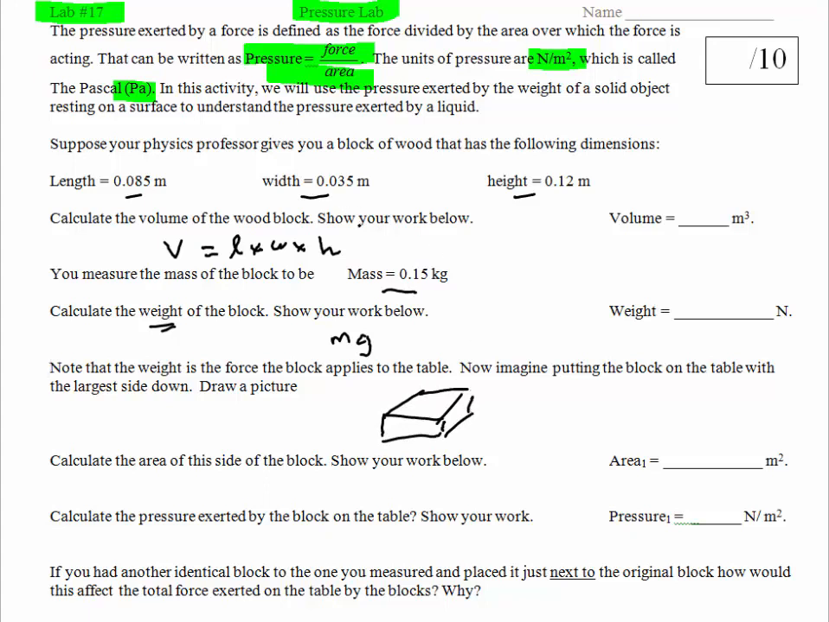These were actually a 2x4. Now we're going to calculate the area of the side that is being presented. So that's going to be that area right there, only on the bottom of the block, and that's going to be the length multiplied by the width.